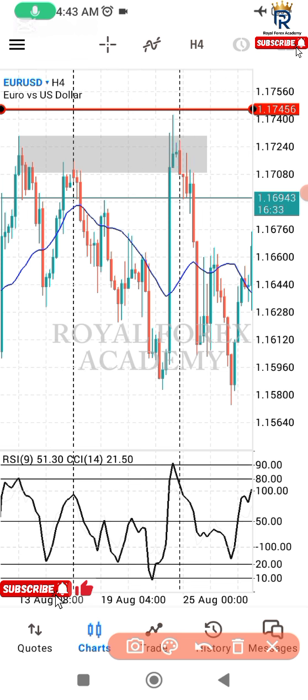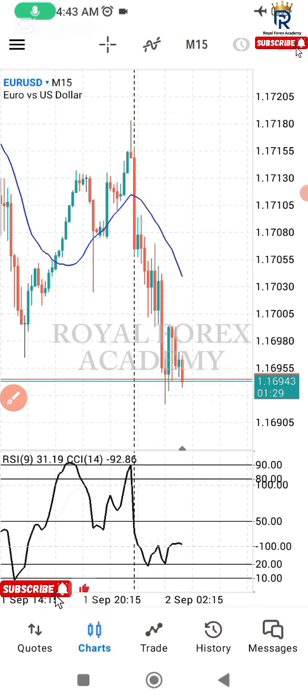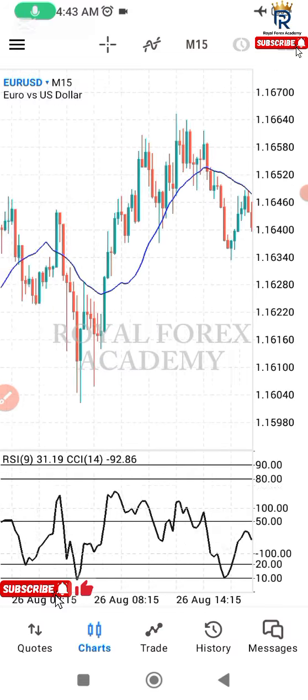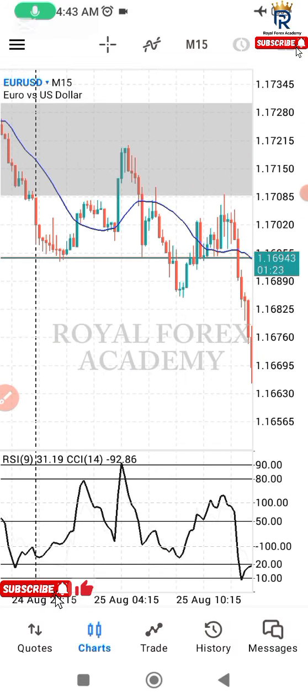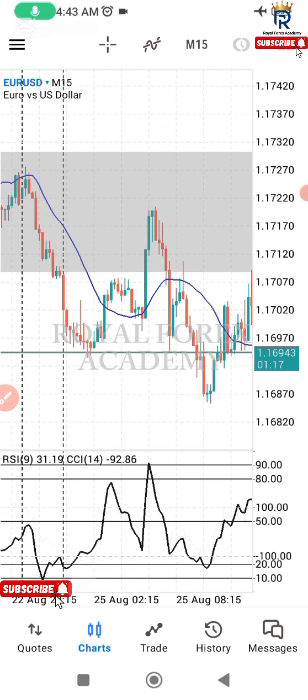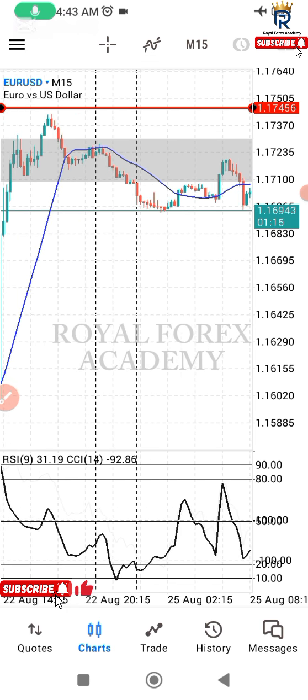So how do we make our entry? When price returns into that zone, we move to our 15-minute time frame and see exactly what happened. Now this is our 15-minute time frame. You can see what happened on this 15-minute time frame.